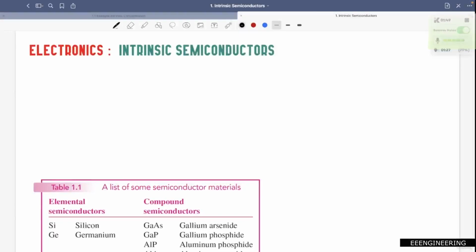Hello everybody, welcome again. Today in this lecture we're going to talk about intrinsic semiconductors. Actually, the unit is named semiconductor materials and diodes. The part on intrinsic semiconductors is only going to last about 5 minutes, but before that we have a huge introduction to make, unless you have enrolled in the semiconductors course before.